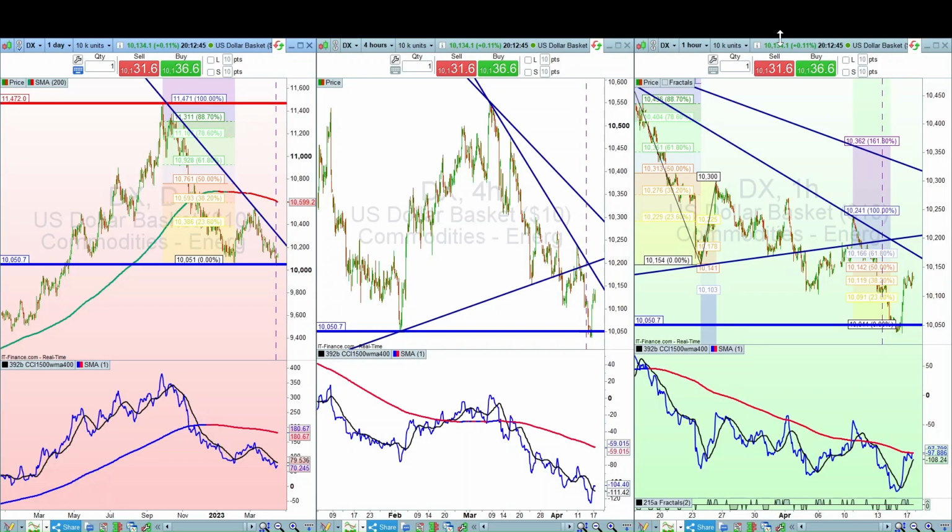Today is April 17, 2023. This is the US dollar DXY price update. Got the daily, the 4 hourly and the hourly charts, and you can see they're all in decline with the CCI 1500 and the moving average 400 in decline. So only primarily short positions, although there is a potential break above the moving average here on the hourly chart.